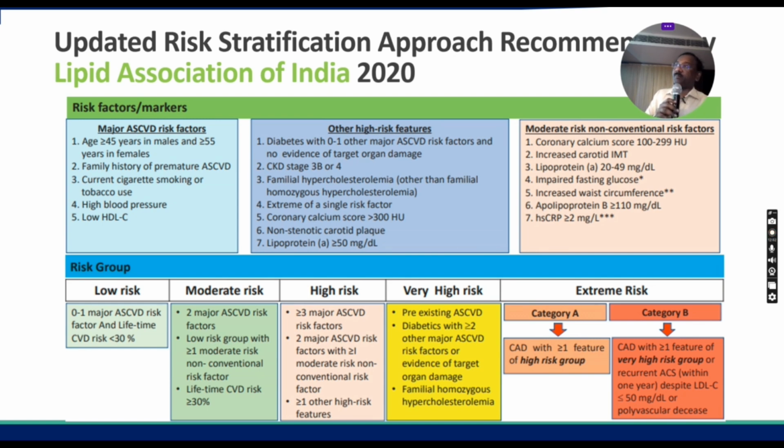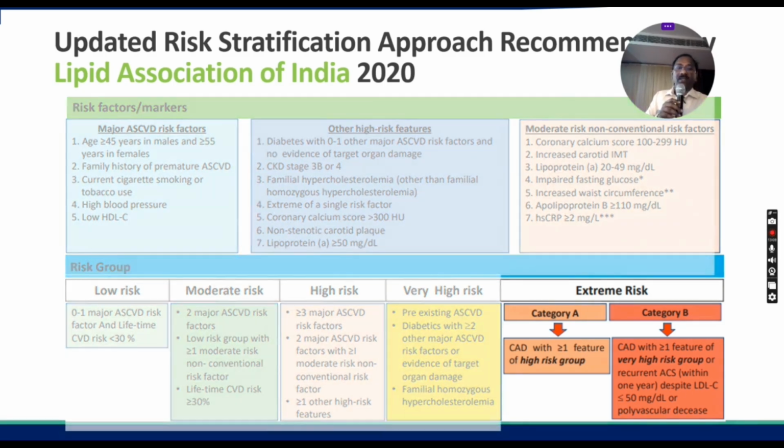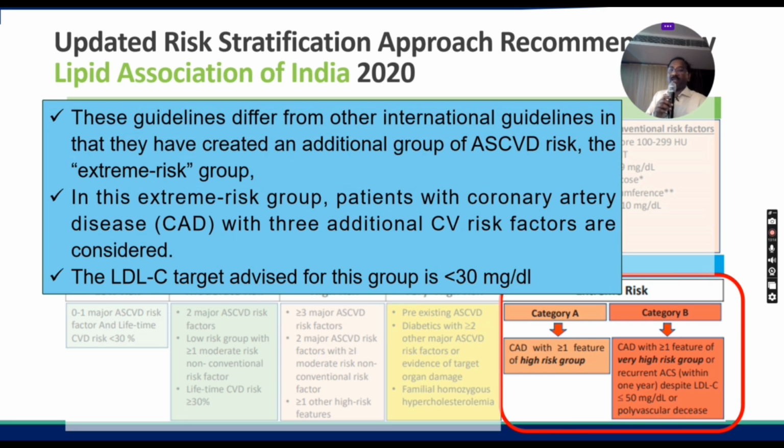So this is also a very important investigation to be done in recurrent atherosclerotic cardiovascular individuals, to rule out the main cause of this dyslipidemia. And I already told you about high risk, very high risk and extreme risk. Extreme risk means coronary artery disease with a very high risk, with a past history of recurrent atherosclerotic cardiovascular diseases. In all these individuals, the LDL-C target for this group is less than 30.